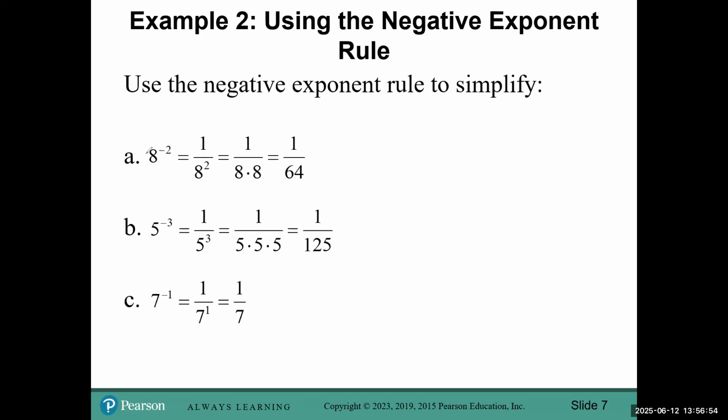And notice that 8 to the -2 is a positive number. It's a small positive number, but it's not a negative number. 5 to the -3, also not a negative number. So this negative sign here just means that we are going to move the exponent into the denominator if it's in the numerator, or the other way around.